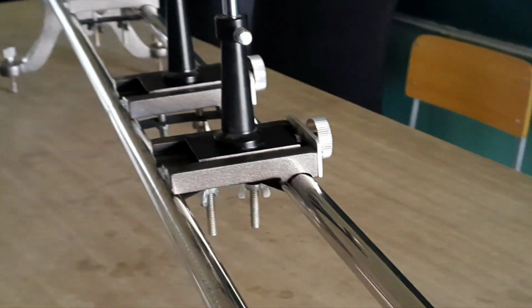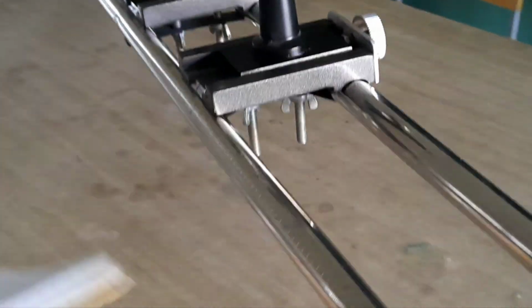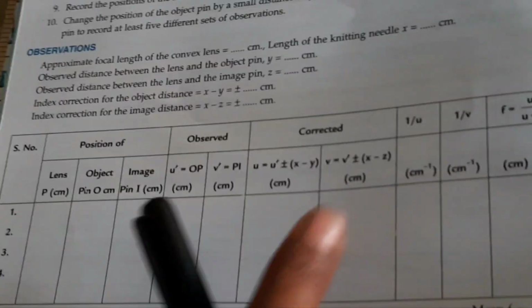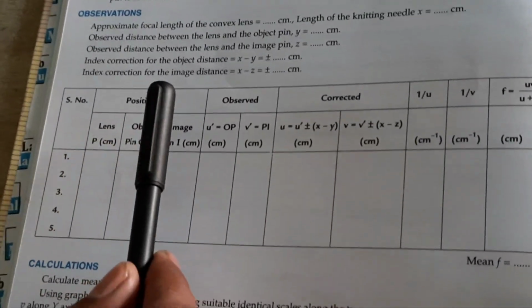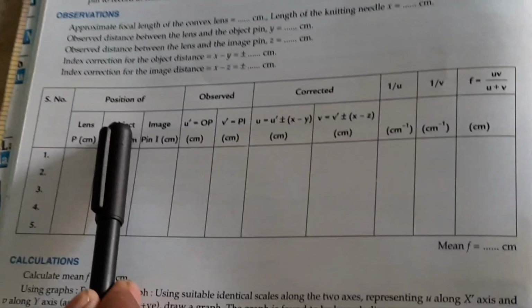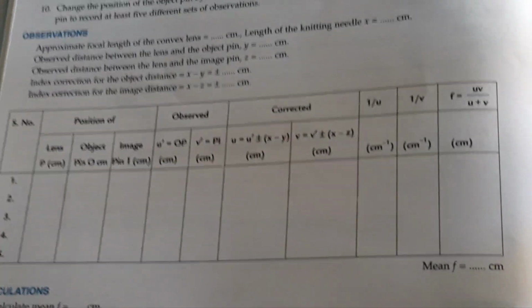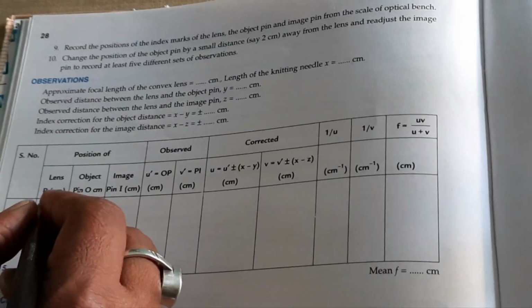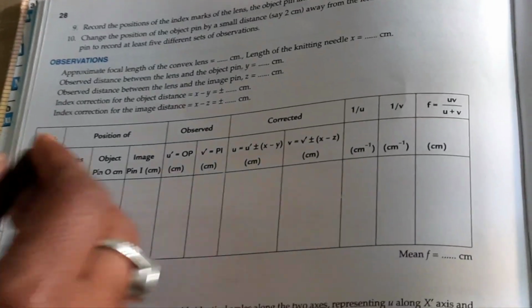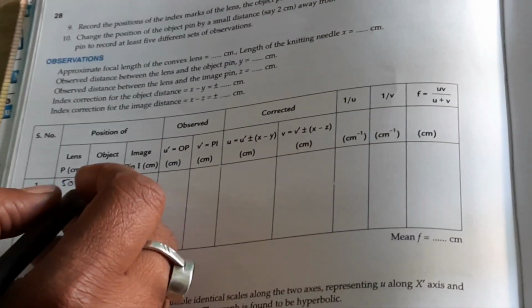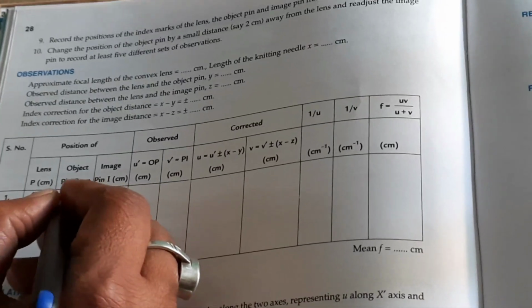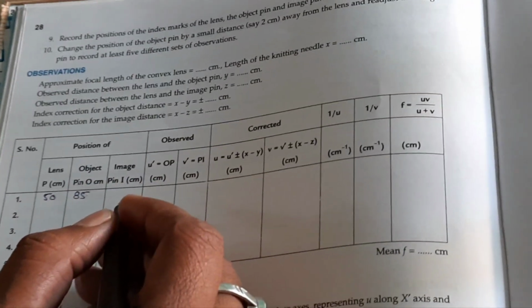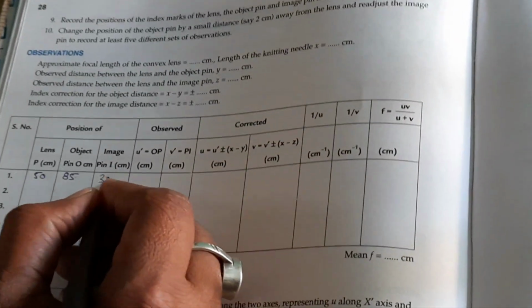Okay, then let's take the readings. For that we need a table. I have a table in my manual which has the position of lens, object and image. The position of the lens is at 50 centimeter, so mark it as 50. Then where is the object placed? The object is placed at 85 centimeter. Where is the image formed? The image needle is placed at 35. So I will mark it as 35.